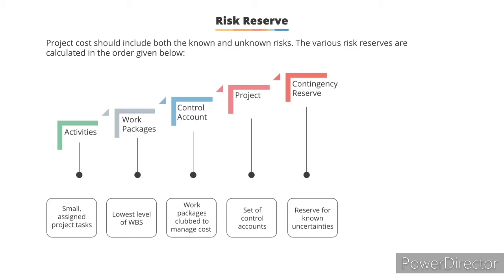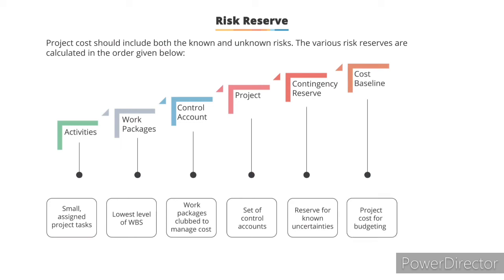You may have made some assumptions to calculate the cost of the activities, and by adding some reserve, you would want to take care of any of those uncertainties. In this case, make a note that you are accounting for the assumptions made, and it can be said that this reserve takes care of the known uncertainties. This reserve is called the contingency reserve.